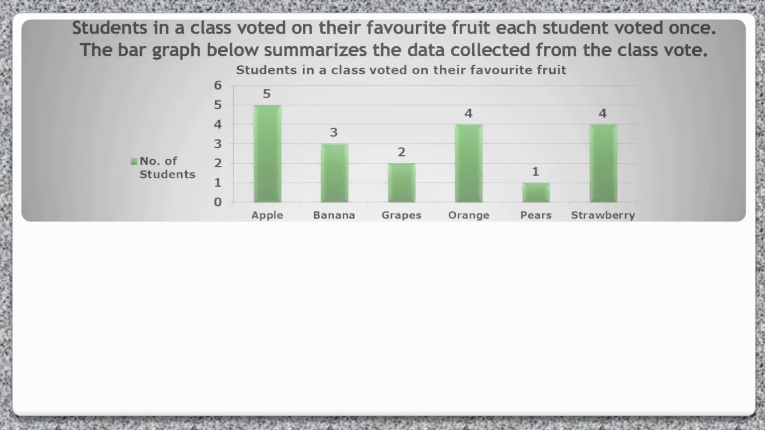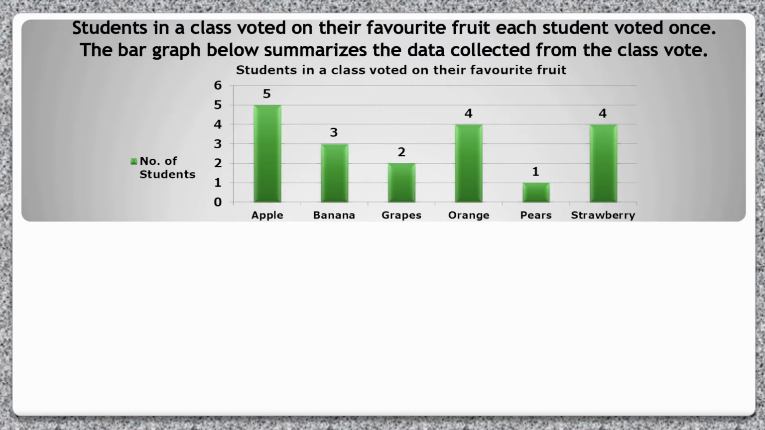Dear children, let's solve one more example. In a class voted on their favorite fruit, each student voted once. The bar graph below summarizes the data collected from the class vote. Here in this graph, on horizontal line, we have students in a class voted on their favorite fruit.